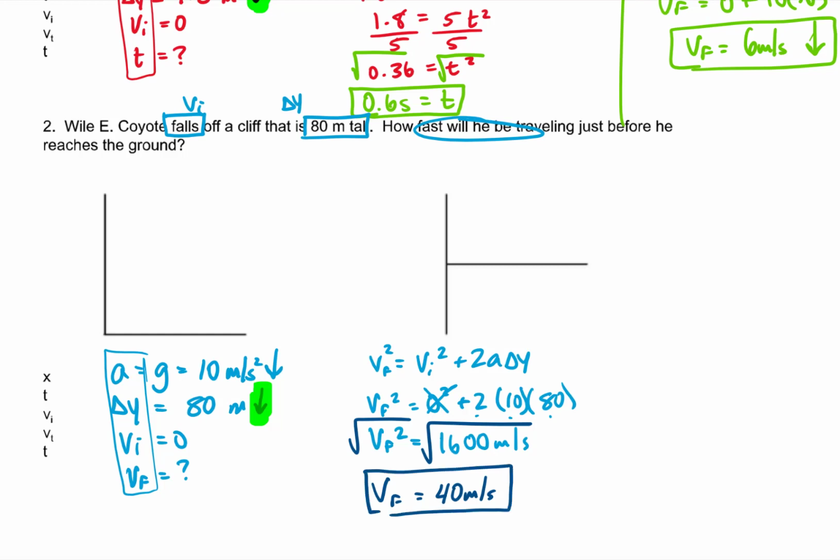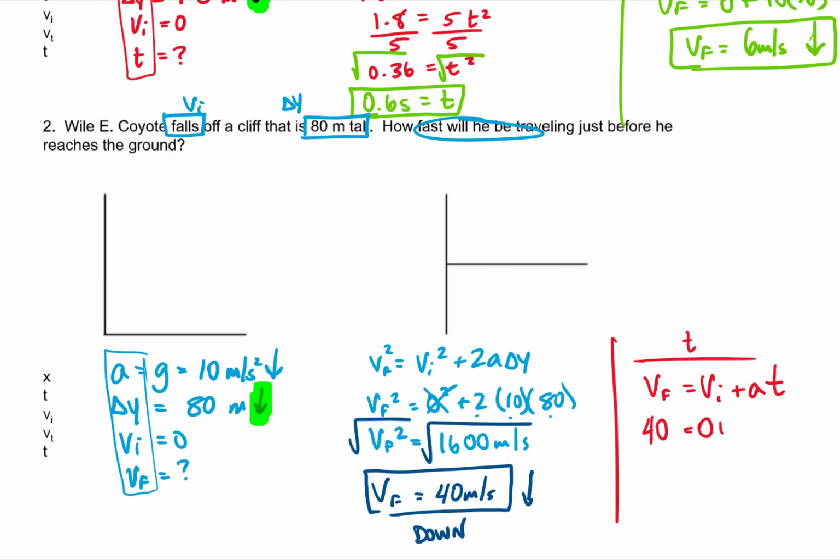Now, that's the final velocity. I want to go ahead and do the time. Oh, the other thing. I know that's going to be down because I'm dropping the object, so it's coming straight down. Now, for the time, I'm just going to use the first equation. V final is V initial plus acceleration times time. Plug in our numbers. 40 is equal to 0 plus 10 times time. 40 equals 10t, because that 0 goes away. We're going to divide both sides by 10. And that time comes out to be 4 seconds.